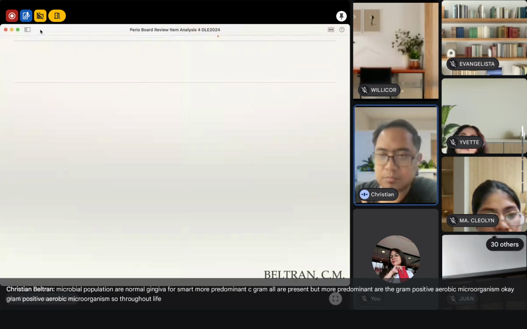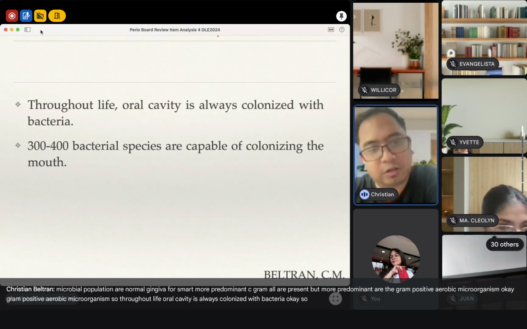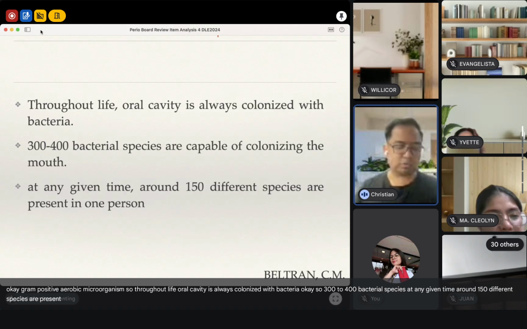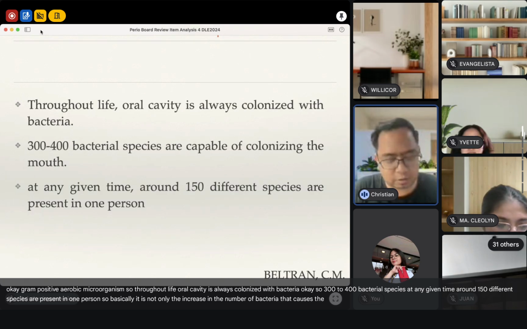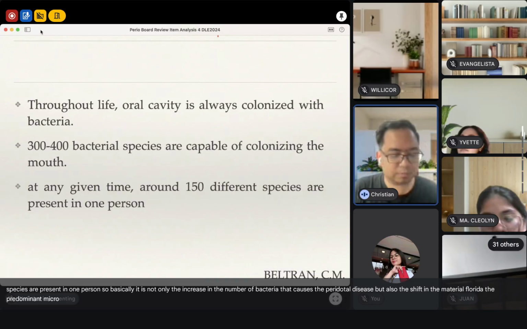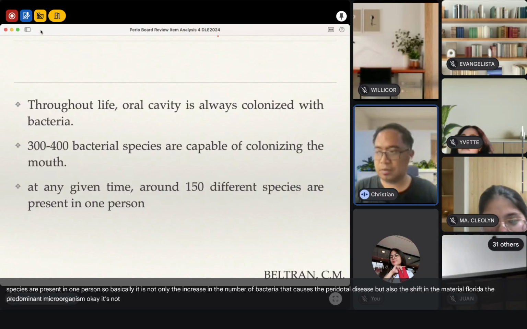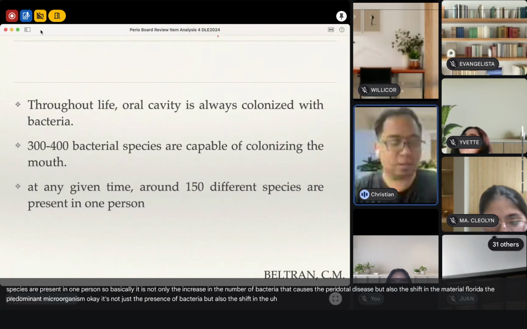So throughout life, the oral cavity is always colonized with bacteria. Okay? So 300 to 400 bacterial species at any given time, around 150 different species are present in one person. So basically, it is not only the increase in the number of bacteria that causes periodontal disease, but also the shift in the bacterial flora, the predominant microorganism. It's not just the presence of bacteria, but also the shift in the oral microflora.